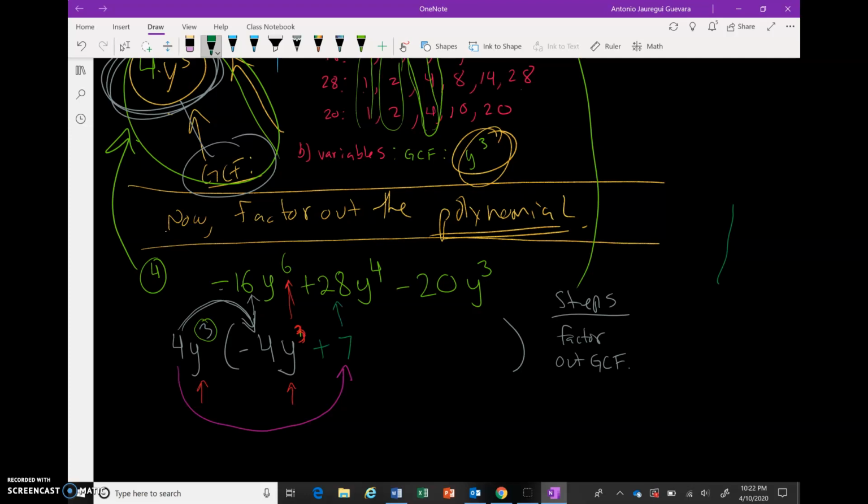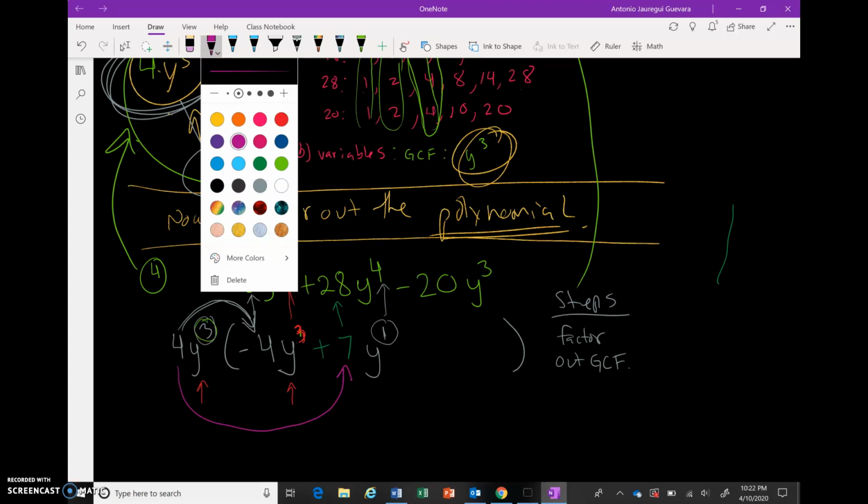And now you have to put your variable, right? So your variable is going to be, what will it be? Okay, so that's y to the power of 3 times y to the power of 1. Add up the exponents here. That'll give you y to the power of 4. That works. Okay, and then you're going to do the same exact thing all over again.